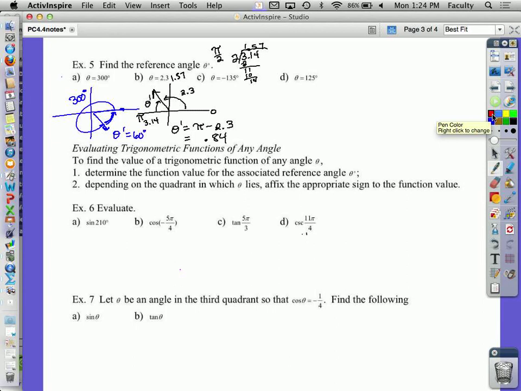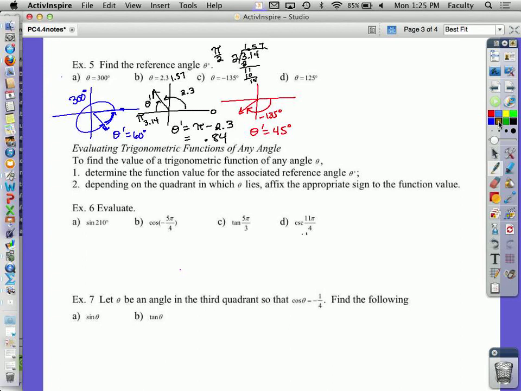All right, letter C, theta is negative 135 degrees. Okay, this is a negative rotation, and you guys should really become familiar with your 45, 135, 225, 315. Those are your four 45-degree reference angles across the circle. Going negative 135 moves you into the third quadrant. So theta prime, I'm just 45 degrees away. Reference angles are positive. They're between 0 and 90. You won't ever have a negative reference angle.